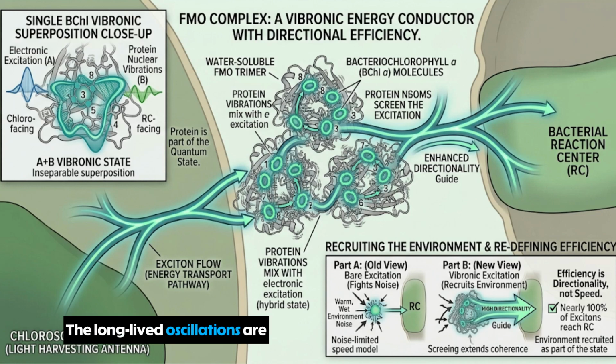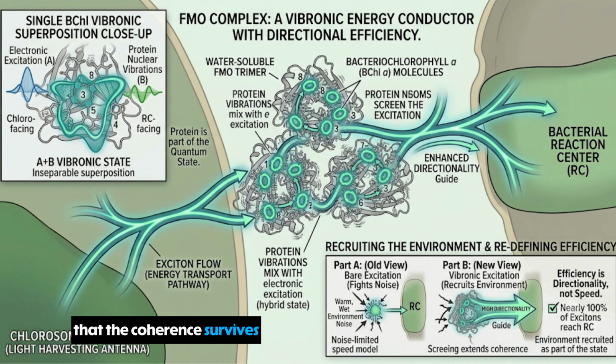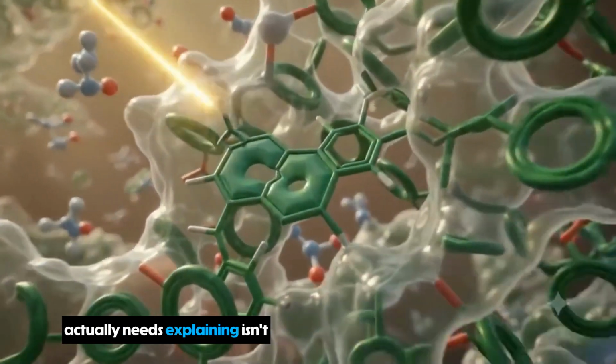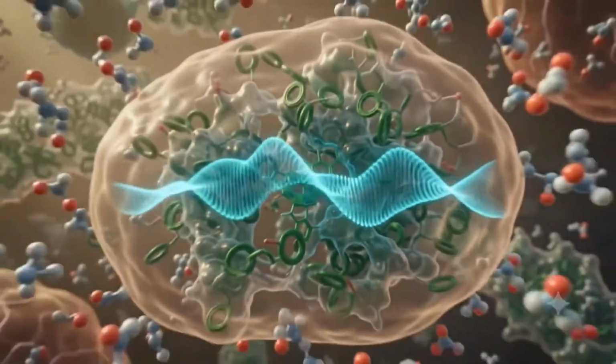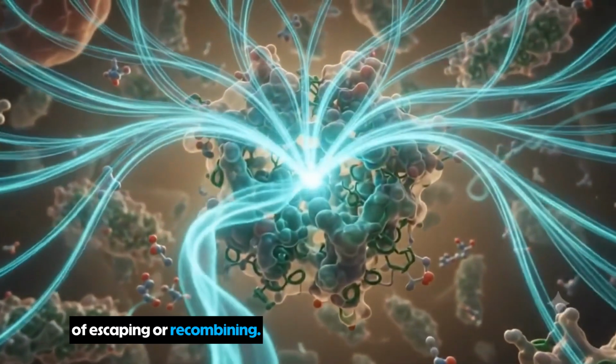The long-lived oscillations are real, but they are vibronic, hybrid states where the electronic excitation and the protein's own nuclear vibrations mix into one inseparable superposition. The protein isn't noise that the coherence survives in spite of. Its vibrations are part of the quantum state, screening the excitation from the environment and slowing the coherence. Photosynthesis doesn't fight its warm, wet surroundings, it recruits them. And the efficiency that actually needs explaining isn't speed, it's directionality. Nearly every exciton reaches the reaction center instead of escaping or recombining.